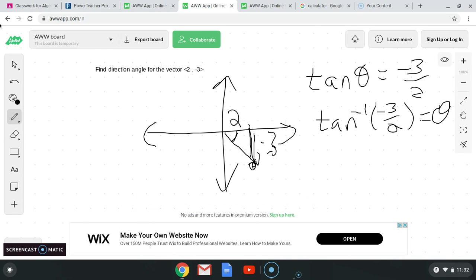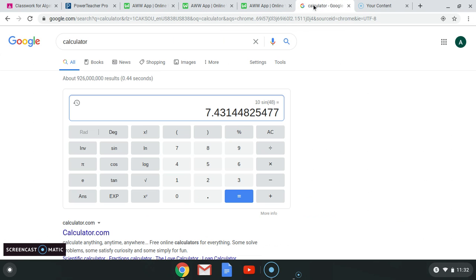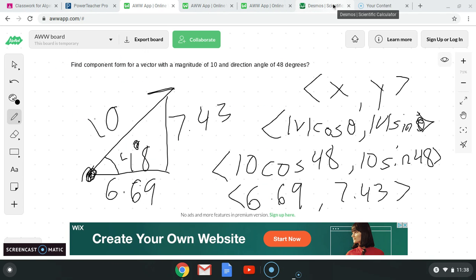All right, so let's see if I can do that on my calculator here. Not working. Sorry about that. I had to get a new calculator.